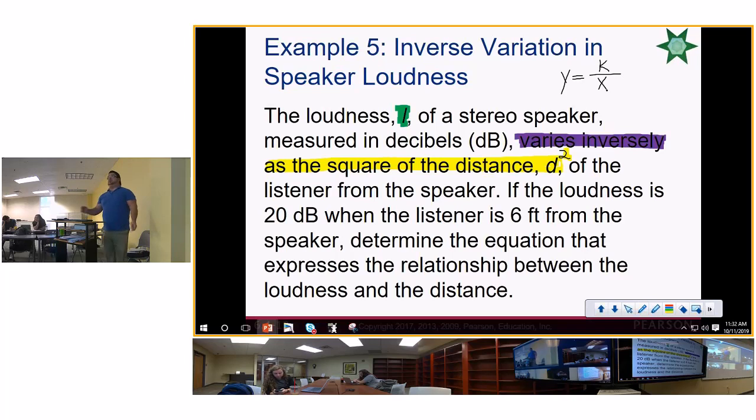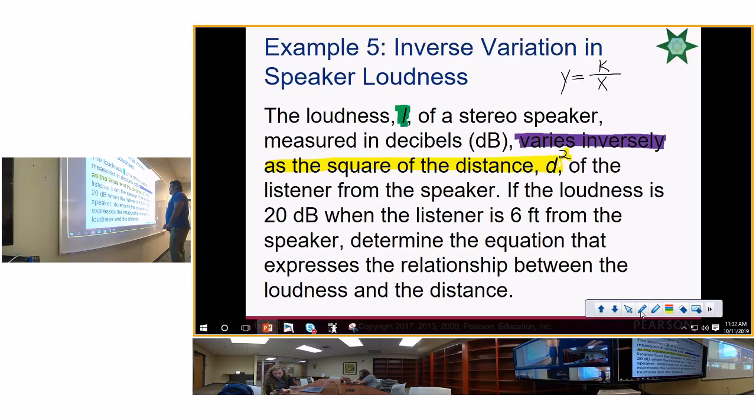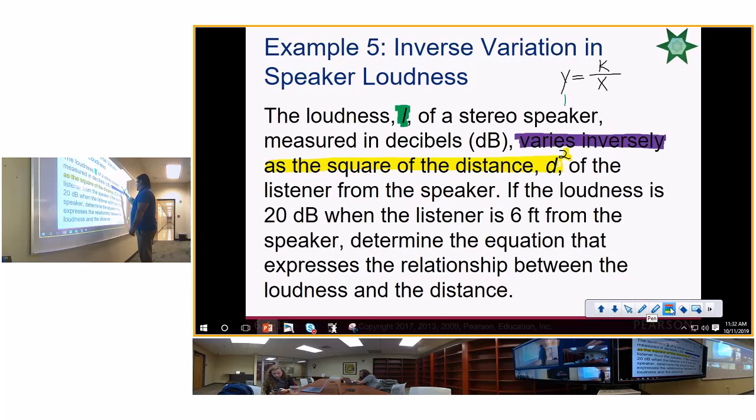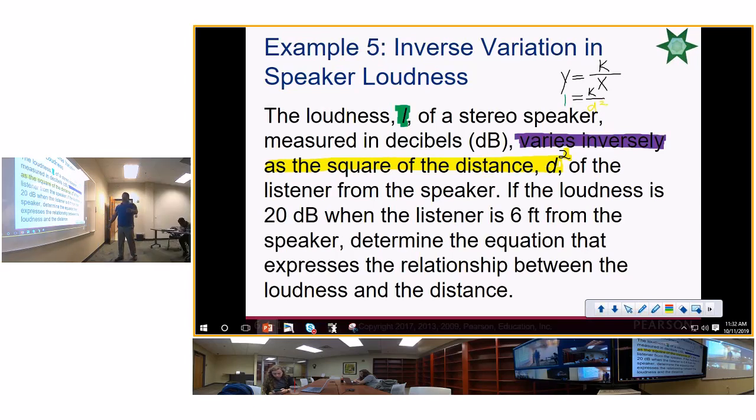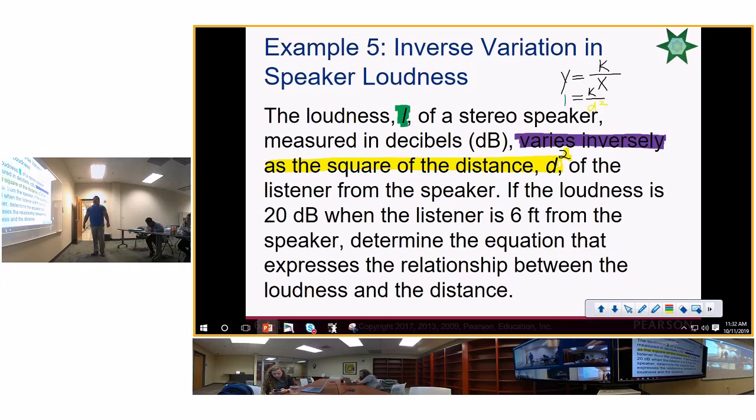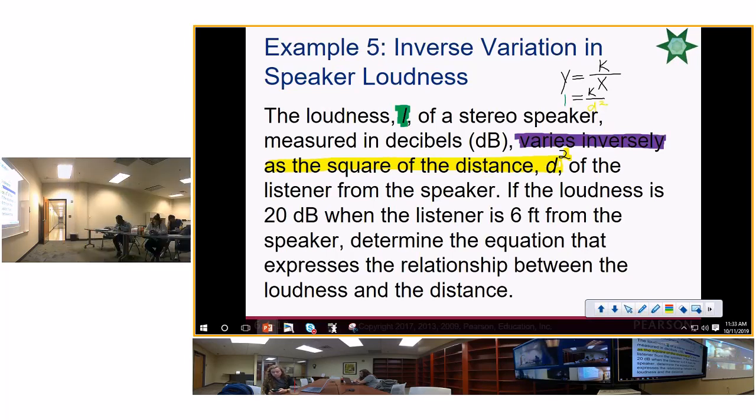So I'm going to at least write the formula. What comes first? L, right? L is equal to K over, and then what is X? D what? Squared. So that's what your formula needs to look like. L is equal to K over D squared. Now plug and chug. I'm just going to go to the next slide for that.